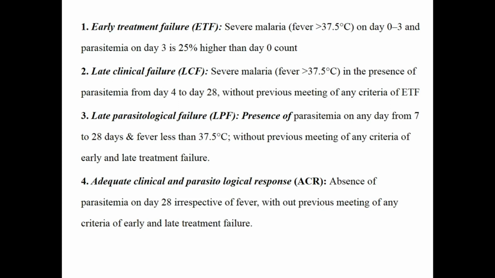Okay, so the other methods are the antigen diagnostic test, or the rapid diagnostic test, using different antigens, such as HRP2, that is histidine rich protein 2, which is produced only by Plasmodium falciparum. But the other antigens such as aldolase and the parasite lactate dehydrogenase can be produced by all the species of the parasite.